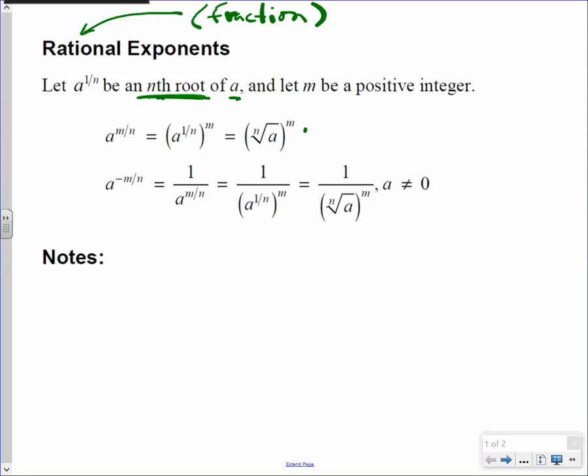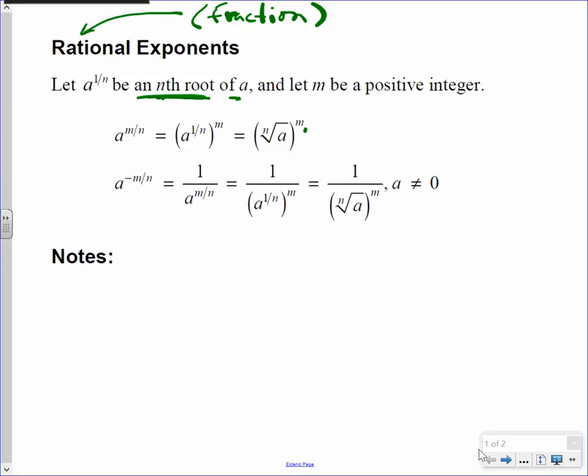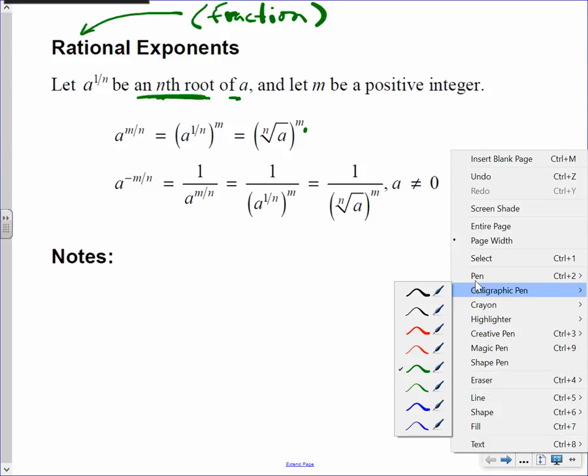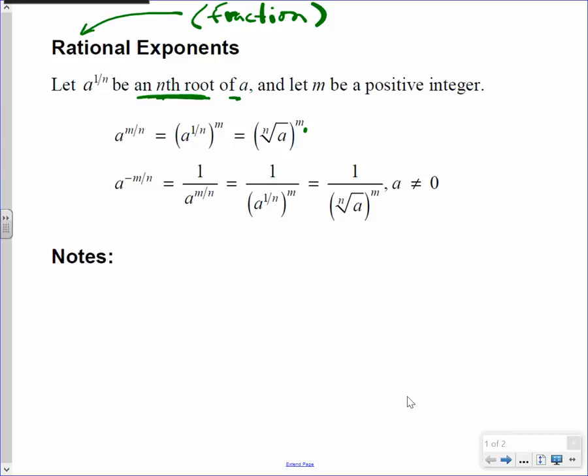So right here, let's go in the notes actually. So notes section. Go ahead and write the nth root of some number a on the notes. Go ahead and put an arrow on the end and go ahead and write the word index.